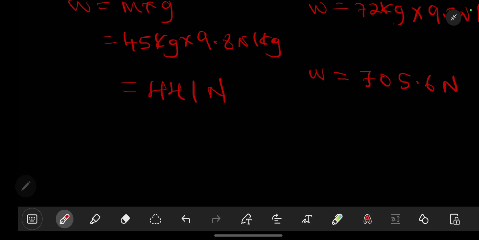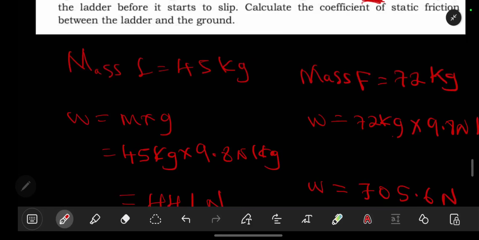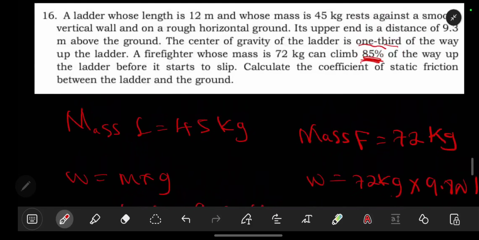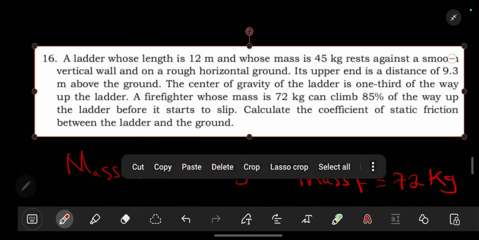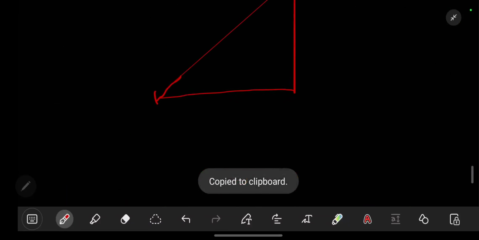So let's now look at what we are going to get. Let's look at this. So it is a ladder whose length is 12 meters. So according to what we have been provided, it is a ladder that is 12 meters like that. So if that's the case, we have 12 meters of the ladder, then we are told that, let me move this so that we don't have to move a lot.